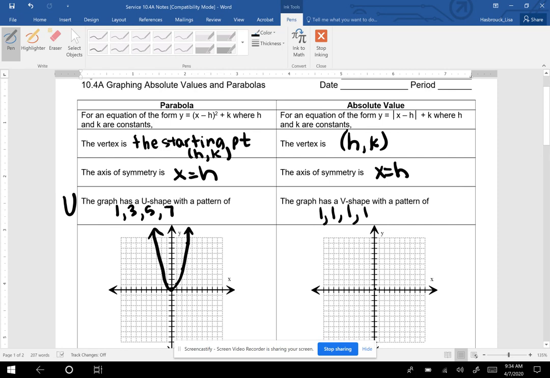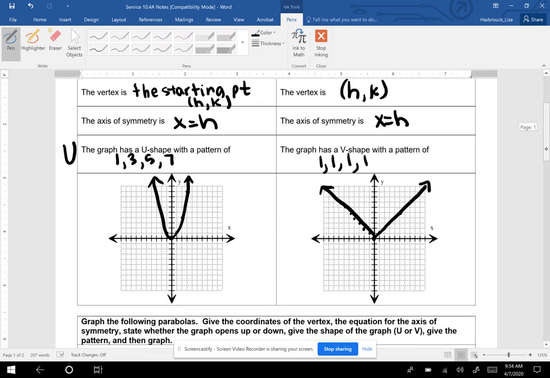Okay, so let's say we start at 0, 0 for our vertex. Your pattern is over 1, up 1, over 1, up 1, over 1, up 1, and you just continue that as far as you can go. And we're going to do that on both sides. So now I'm going to go left 1, up 1, left 1, up 1, and continue the pattern. Okay, then we connect our dots and draw arrows at both ends because these graphs do continue on. Okay, so we're going to be using U shapes and V shapes today for parabolas and absolute value equations.